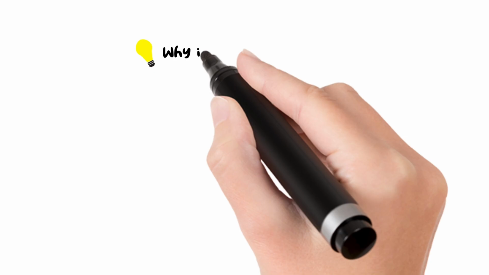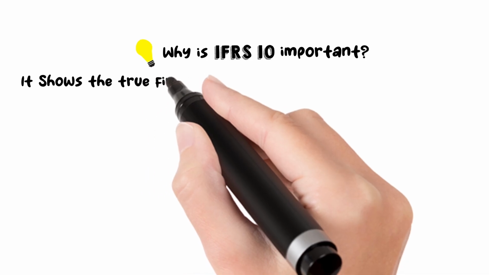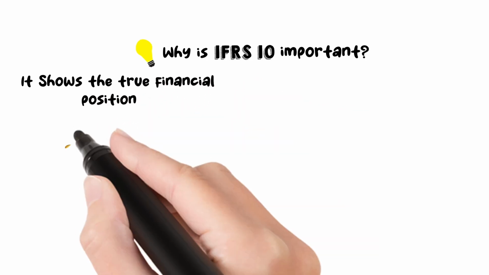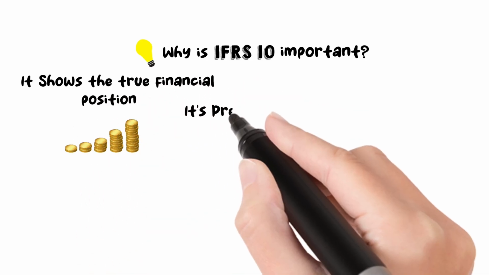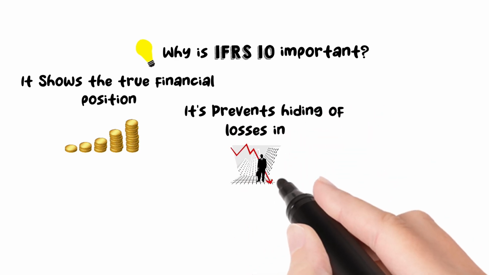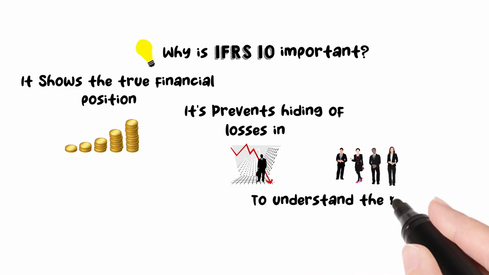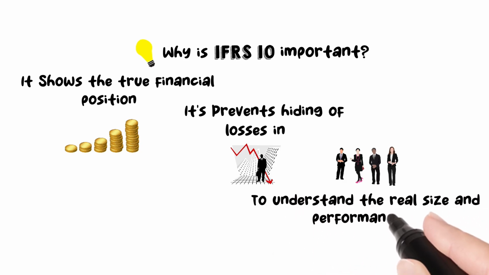Why is IFRS 10 important? It shows the true financial position of a group. It prevents hiding of losses in subsidiaries. It helps investors understand the real size and performance.